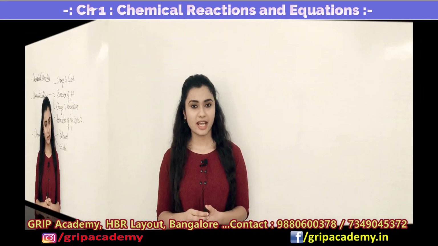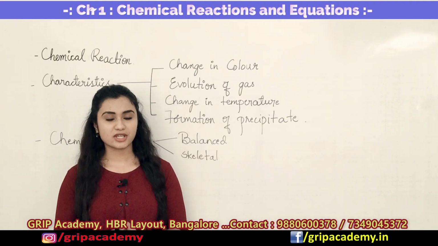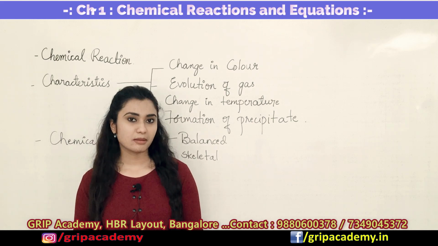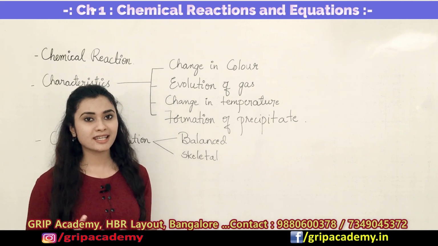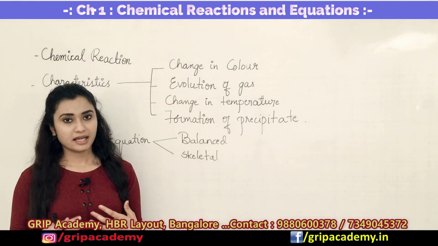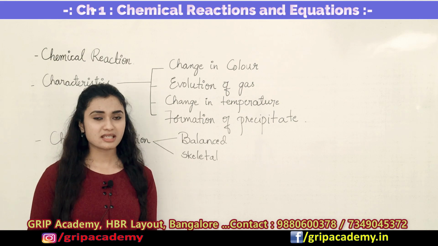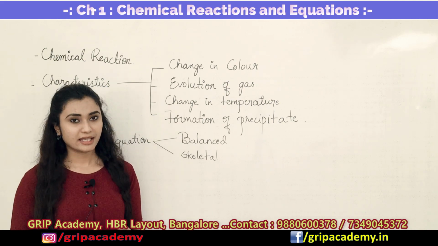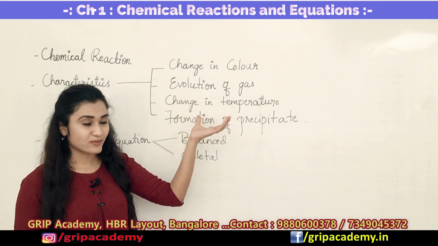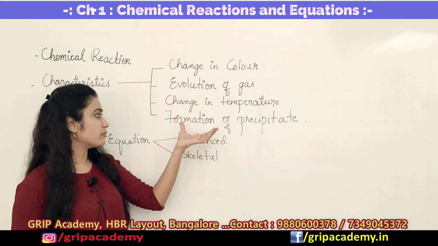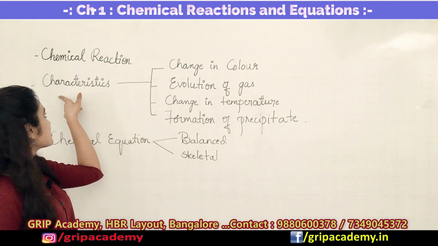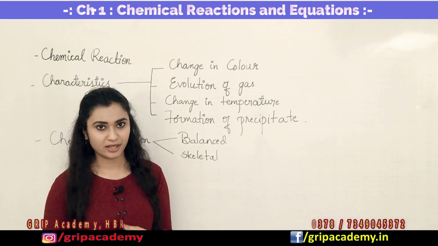Yes, a chemical reaction is nothing but a chemical change where one substance will convert into another substance, okay? And this chemical reaction will always be accompanied by certain characteristics. And which are those characteristics? See, I have written on the board. If any reaction is happening, it has certain characteristics: you can observe a change in color, or evolution of gas will take place, or a change in temperature will happen, or formation of a precipitate will happen, okay? These are all the characteristics which a chemical reaction is accompanied with.